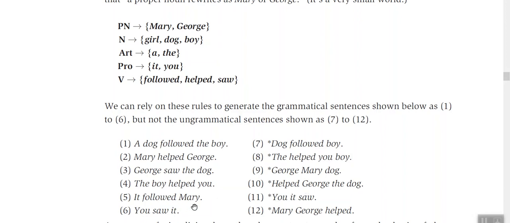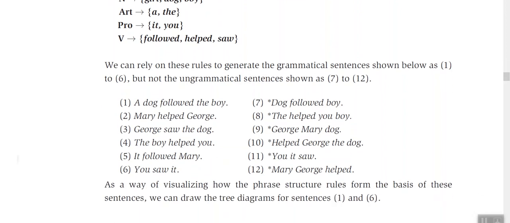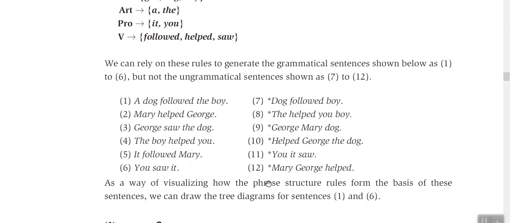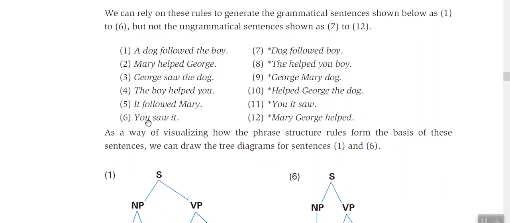See? It followed Mary. Yes, for example, the dog, the cat followed Mary. But here, you can say you saw it. It saw you. Then the cat, the dog saw you. Okay, pronoun. You saw it. Mary George help? You cannot say that. You can say Mary helped George. You see, we don't have a proper noun plus a proper noun. These are the rules. So the rules show you how to make well-formed grammatical sentences.